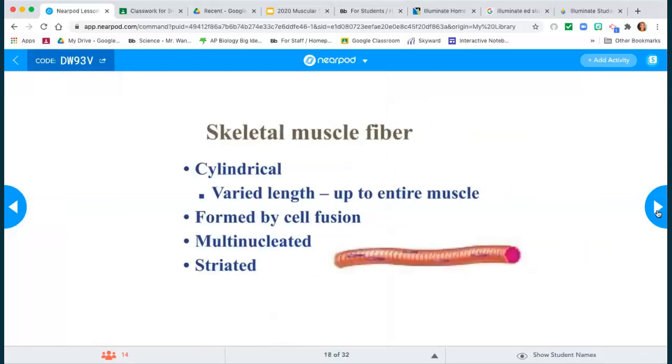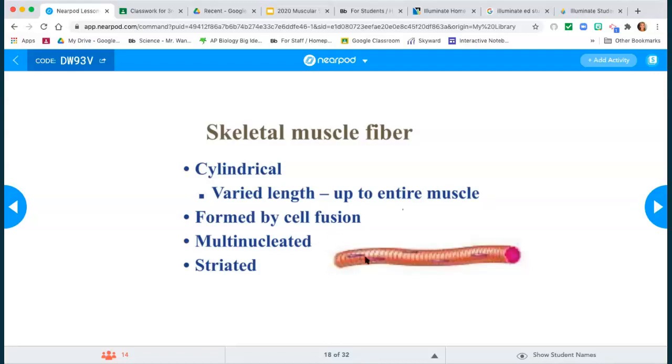Now I'm going through, and this is where you might compare your descriptions to mine, just to make sure you got all the details I want. We'll go through skeletal muscle. It's cylindrical in shape. I saw many of you included the trait that it's cigar-like, shaped like a cigar, and it can be many different lengths. It's formed by cell fusion.